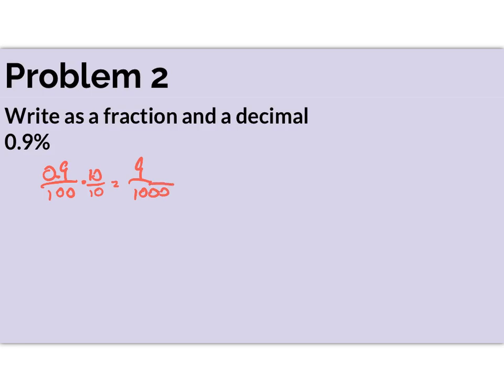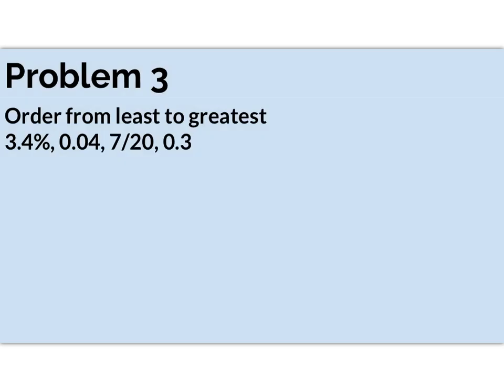Let's do the decimal part. 0.9%. We're going from a percent to a decimal, so we divide by 100. And we move the decimal point 1, 2 to the left. You get 0.009. 9 1,000ths as a fraction and 9 thousandths as a decimal. You get the same answer. So it doesn't matter which way you do it. You now feel empowered to write a percentage as a fraction and/or a decimal.